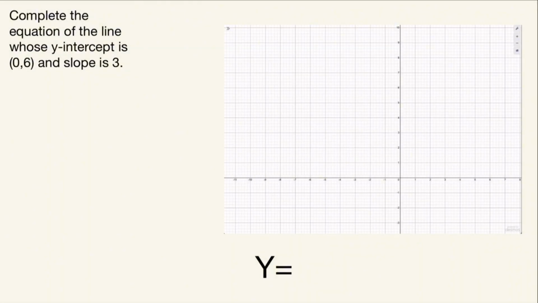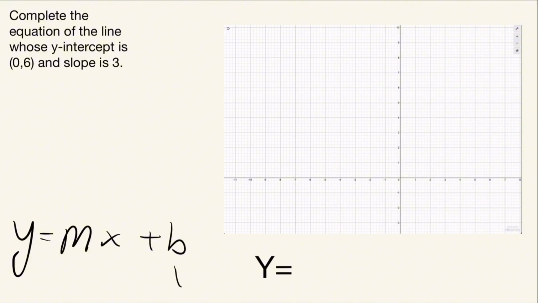Okay, this last question is going to be a little bit of a challenge. The question asks us, complete the equation of the line whose y-intercept is 0, 6, and the slope is 3. So, reading the question, you can tell what it is. But let's first write down the slope-intercept formula. So it is y equals mx plus b. This would be our y-intercept, and this would be our slope.